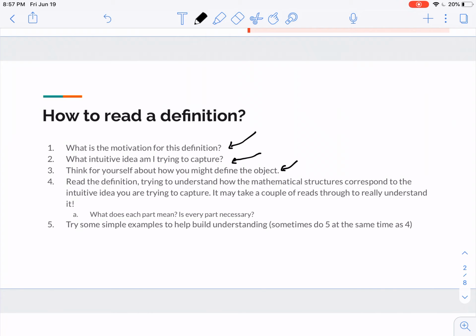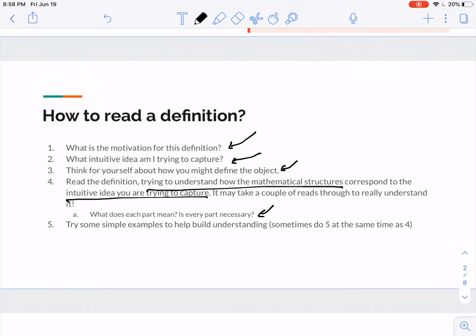So step number 4 is you should read the definition. And while you're reading, try to understand how the mathematical structure, how each line of the definition or each set in the definition corresponds to some part of the intuitive idea that you're trying to capture. It'll definitely take a couple of reads, especially with complex definitions, to really understand what the definition is trying to capture. But as you're going through, you should be asking yourself at every step, what does this part mean? Is this line necessary?